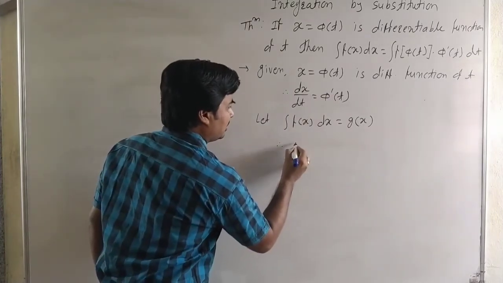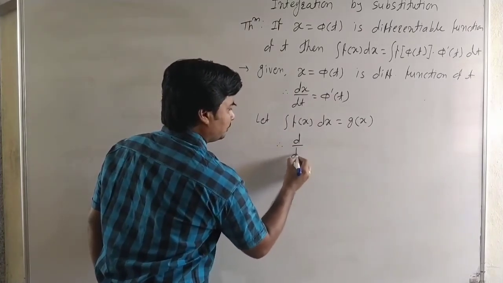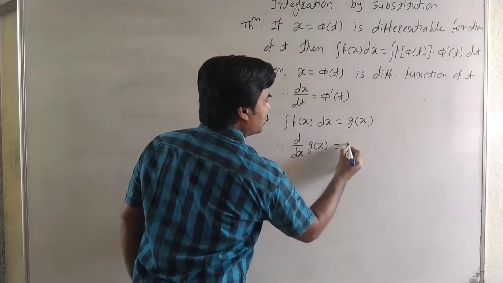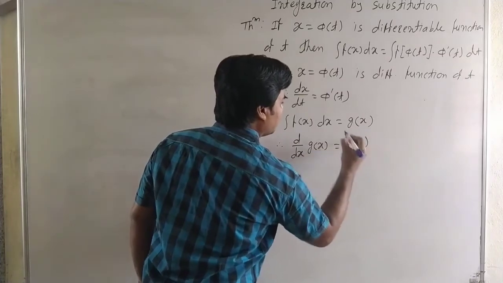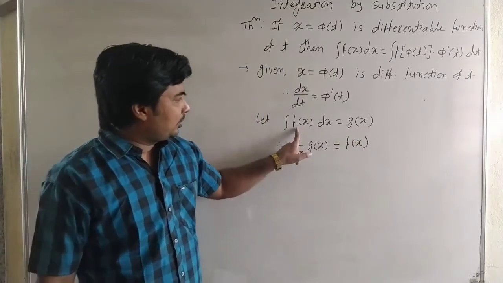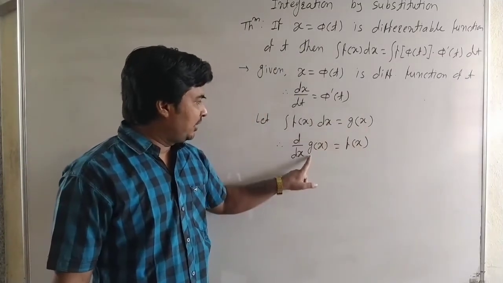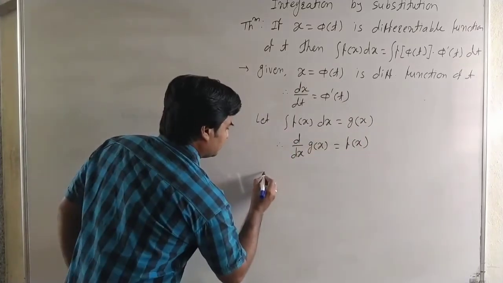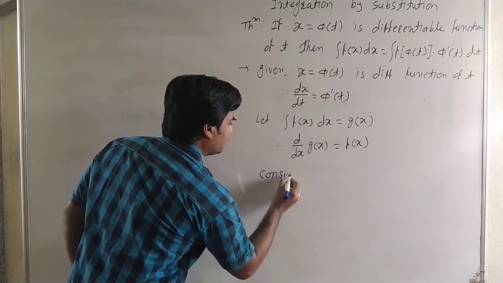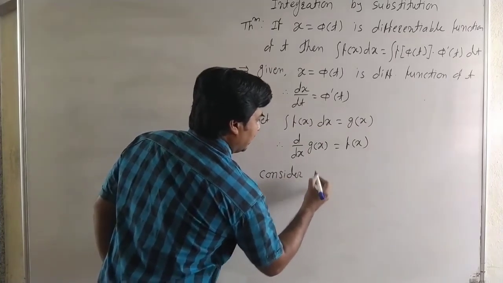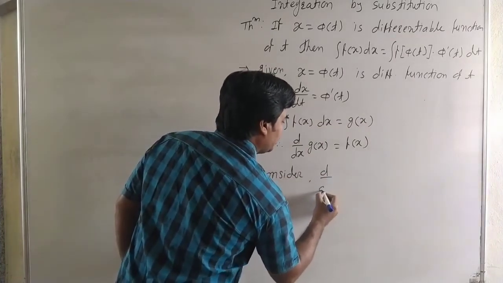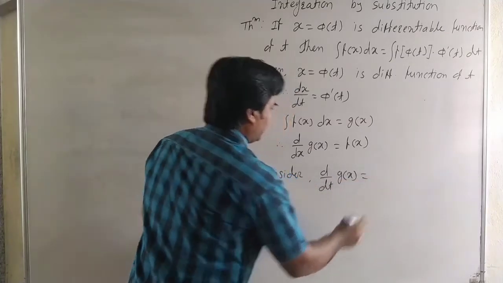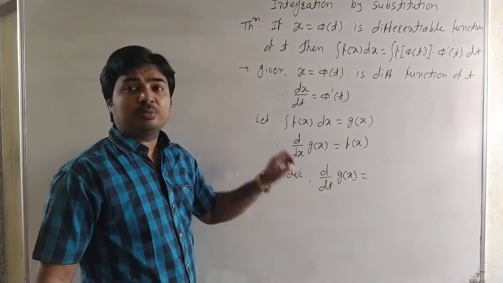Therefore, by the definition of integration, we can write that the derivative of g of x with respect to x is f of x. Here, the integral of f of x is equal to g of x, then the derivative of g of x is equal to f of x. Now consider the derivative of g of x with respect to t.